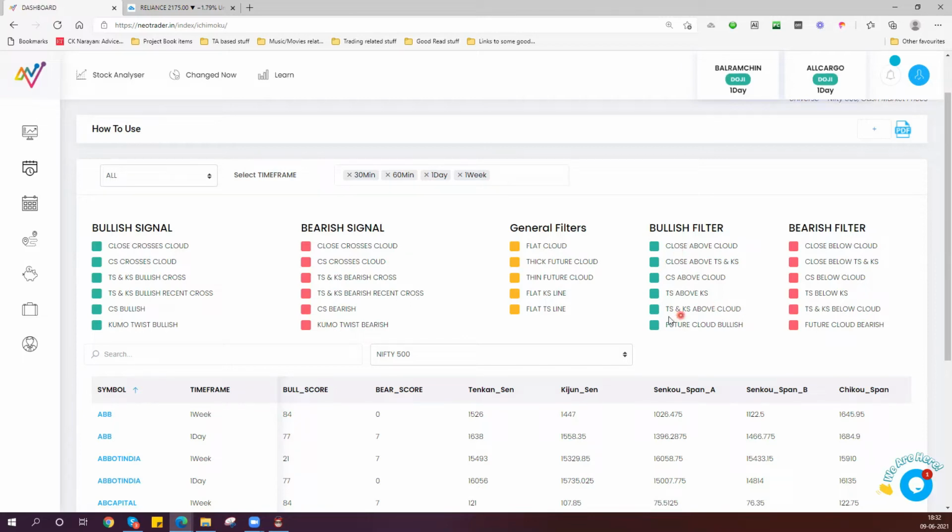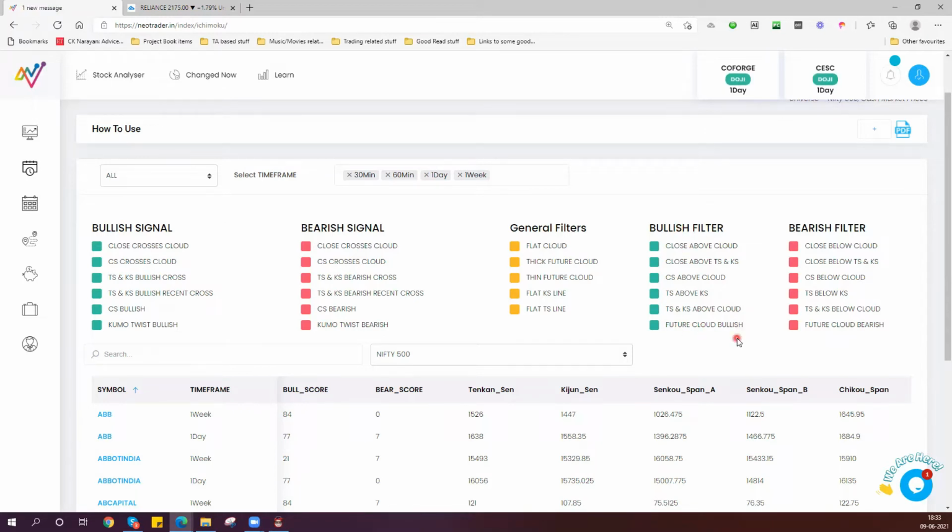In the very same way, when you have TS and KS both above cloud, it is bullish. TS is above KS, it is somewhat bullish. Chikou span above cloud, and the close is above both these lines, and then the close itself is above the cloud. So all of these are status situations about bullish. And then the final one is the future cloud is bullish.